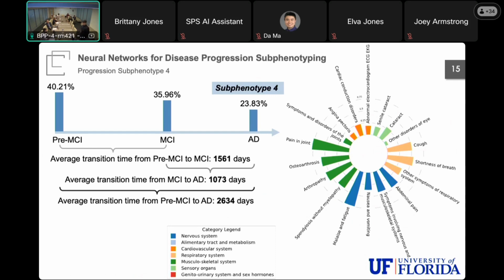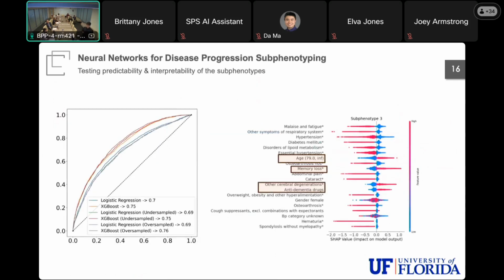And we also test the predictability and the interpretability of these subphenotypes. We use single encounter information to predict the subphenotype a patient belongs to. This experiment is very meaningful, because if we can predict or early identify the subphenotype the patient is in, we can design some treatment options to shift the patient from the fast progression type to a slower one.